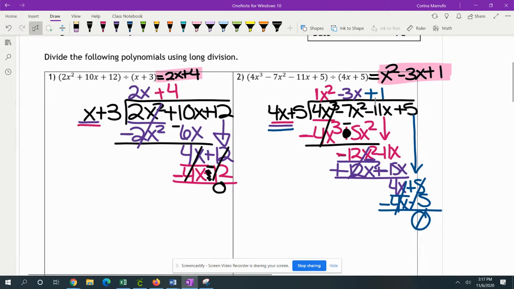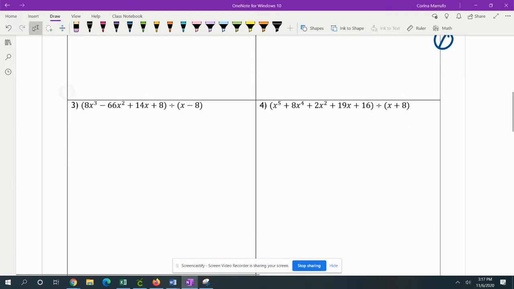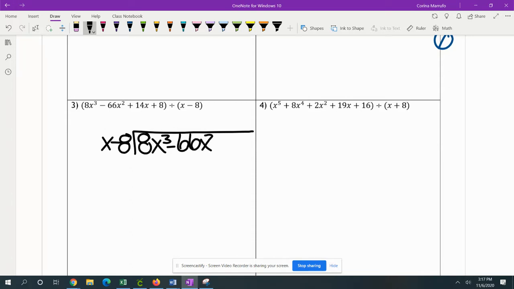All right, let's go ahead and move to the next problem. So here we have 8x to the third power minus 66x squared plus 14x plus 8, and we're going to divide it by x minus 8. So on the outside, we are going to put x minus 8 divided by 8x to the third power minus 66x squared plus 14x plus 8.